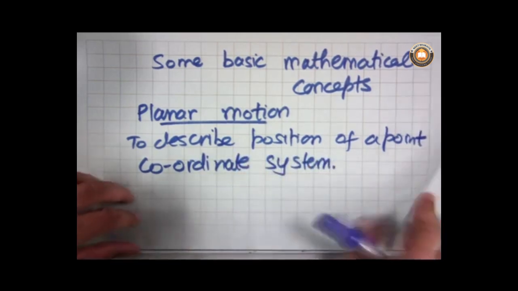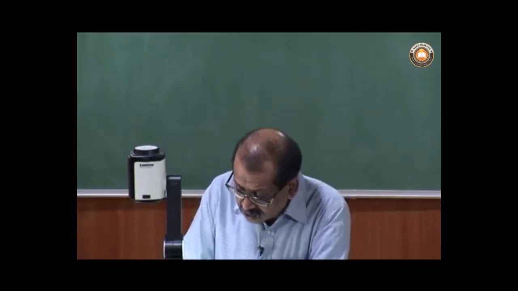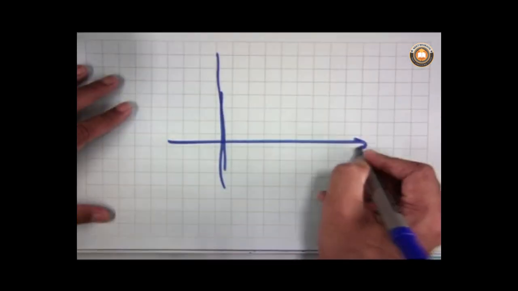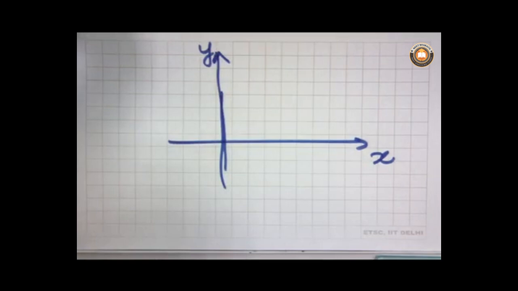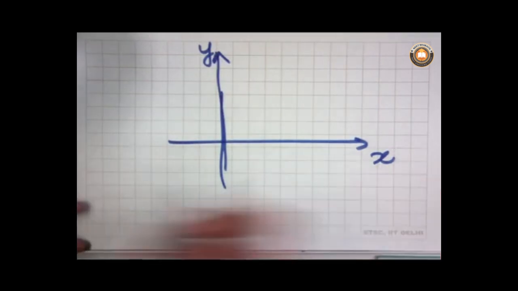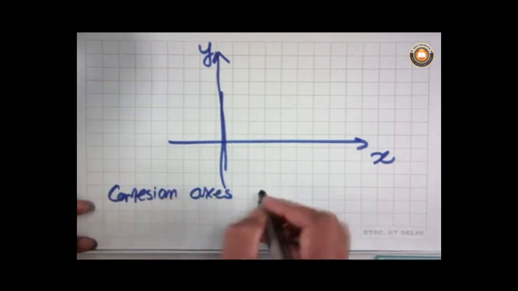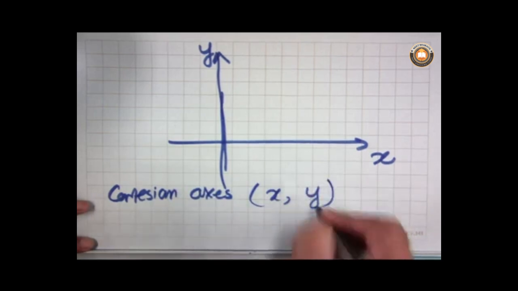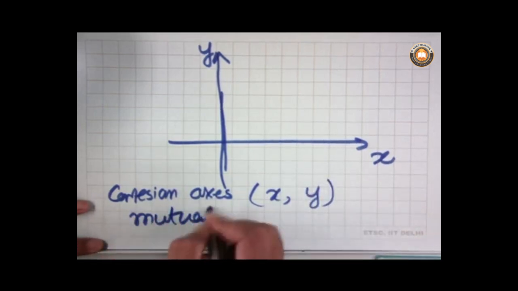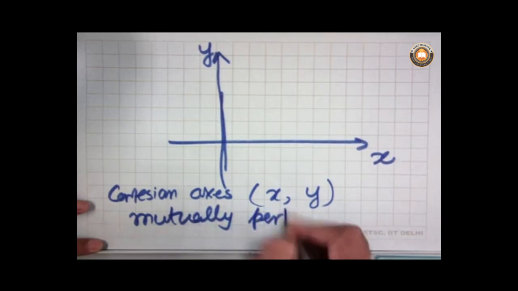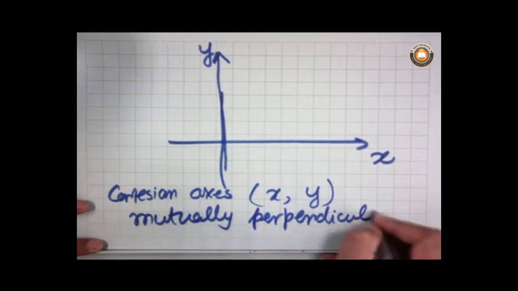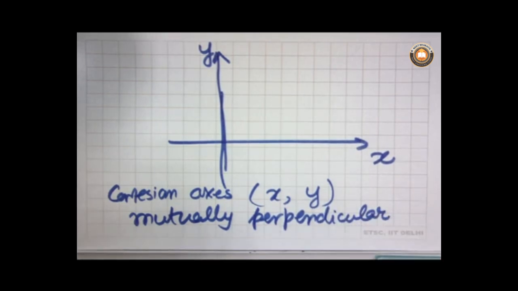And what we do is, we take two mutually perpendicular directions, let us say one of them is x, the other is y. So, we call them the two Cartesian axes, and they are x and y, and these axes are mutually perpendicular. That means, they are at an angle of 90 degrees to each other. Now, the intersection of these is called the origin, represented by O.